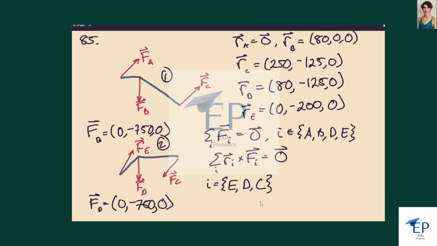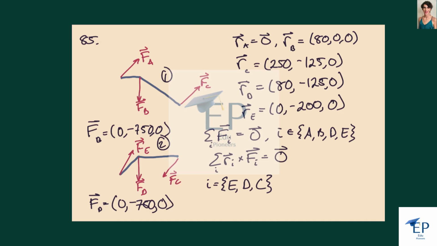FB is in the vertical, is the applied load, and it is 750 newtons in the downward direction, and it's either applied at point B or at point D. So I solved the problem generally with both of them included, and then we can set one to 0 to get each of the answers.